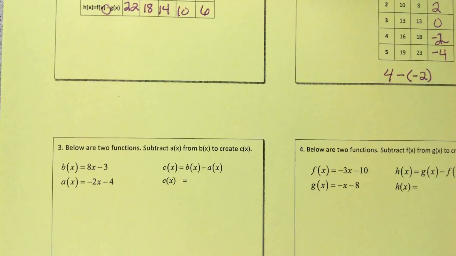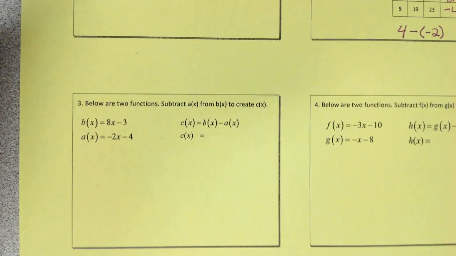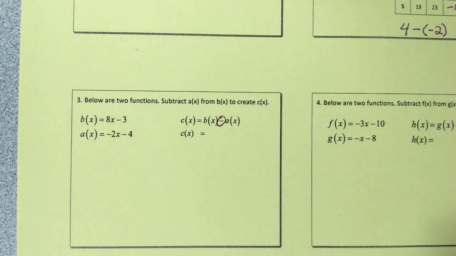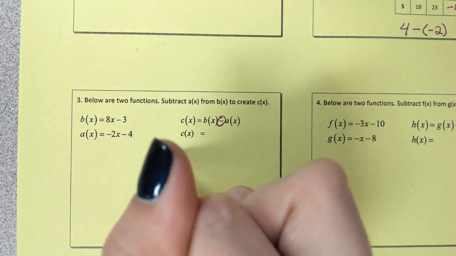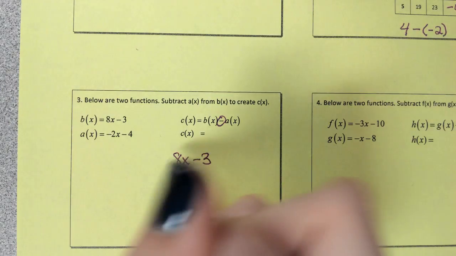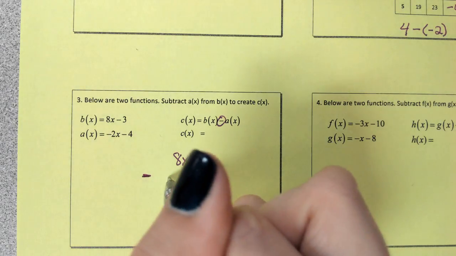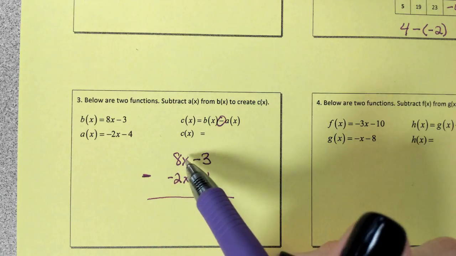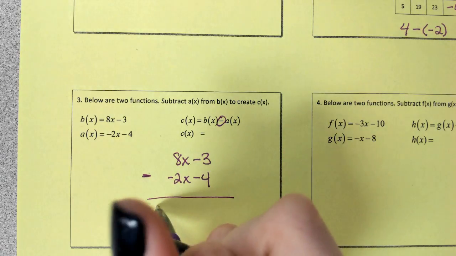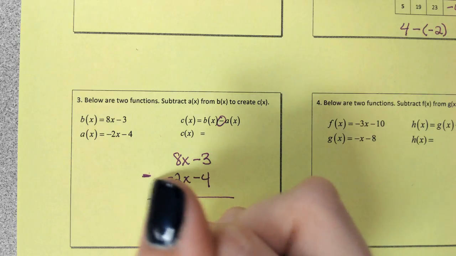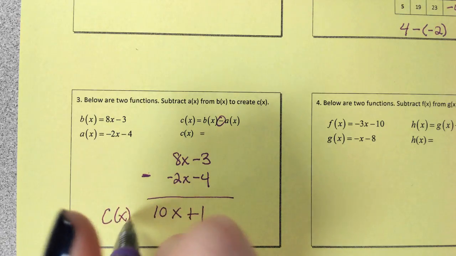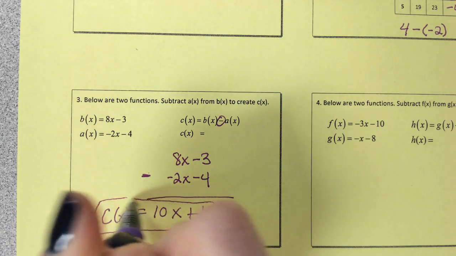Alright, next one, number 3. Number 3 now is giving me the two functions, and it's got that symbol of minus. Now guys, when you subtract, I kind of talked about this yesterday, but it's important to put the equations in the order that you see it. So you have the b of x, so I'm going to put that on top. So 8x minus 3, and then minus my a of x, which is -2x minus 4. So all you do now is your numbers. So 8 minus -2 is 10x, and then -3 minus -4 is +1, and that is c of x right there. Okay.